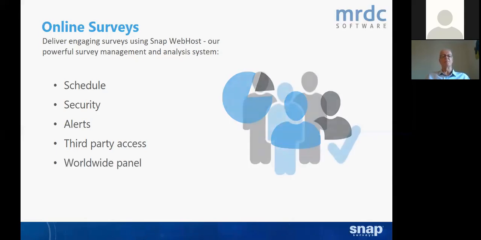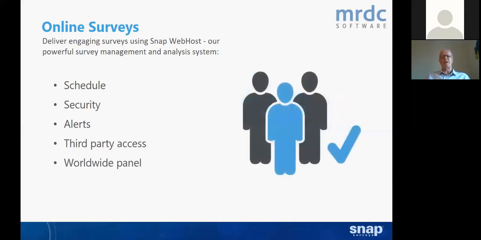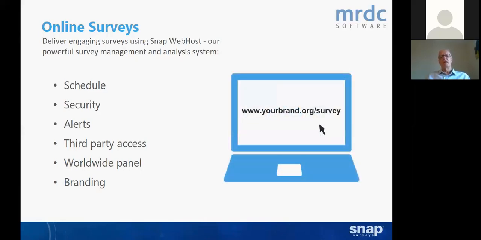And you get access to a worldwide panel with some beneficial rates there. You can also have your own URL, so it looks as though it's coming from yourself rather than coming from Snap. So that's something else you can add, so that it looks like it's coming from your own website.